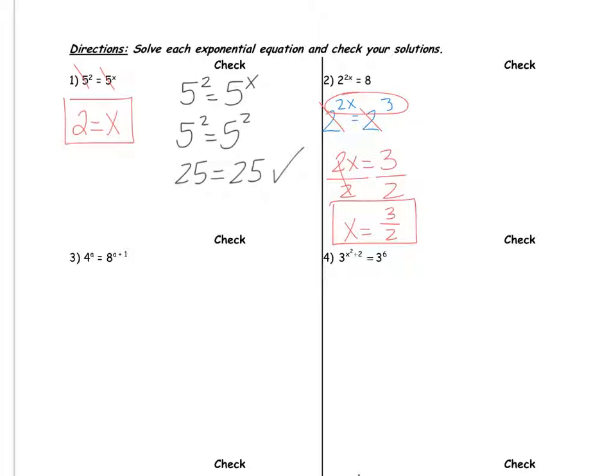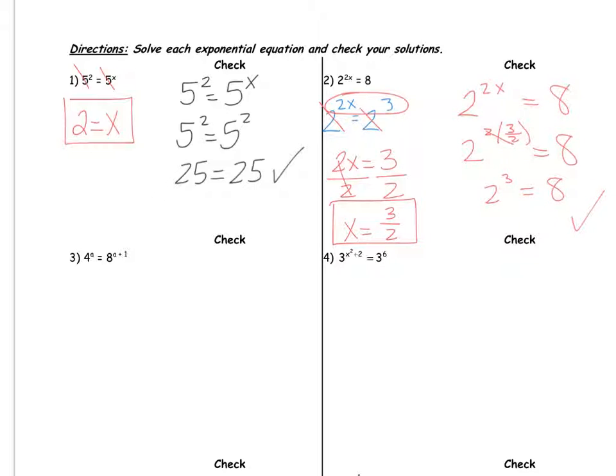Okay, so the check. 2 to the 2x equals 8. 2 to the 2 times 3 halves equals 8. These cancel. So 2 to the 3rd, that definitely equals 8. So we're good to go.